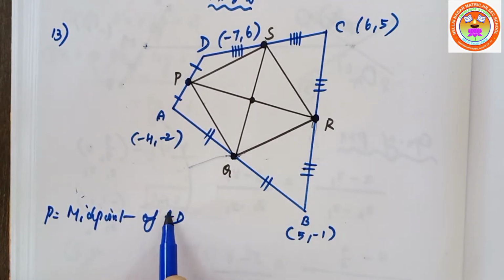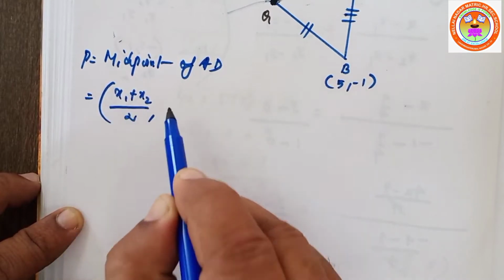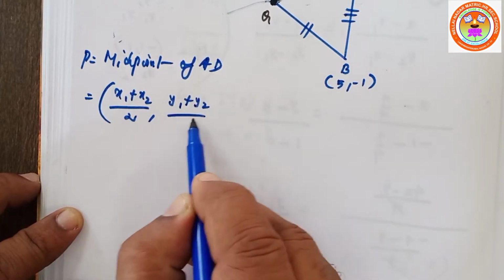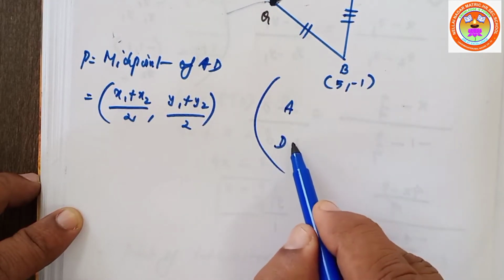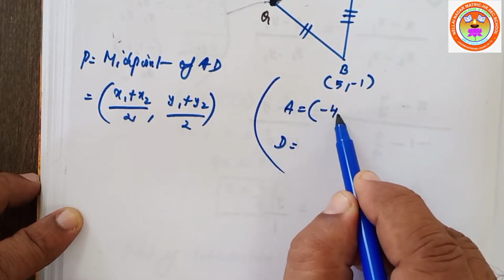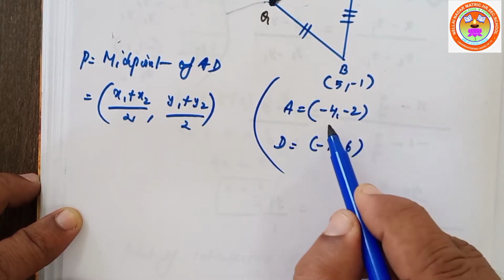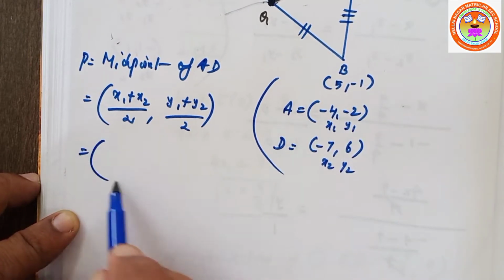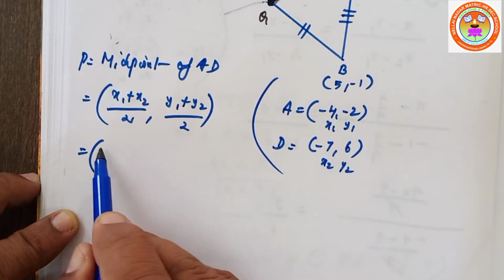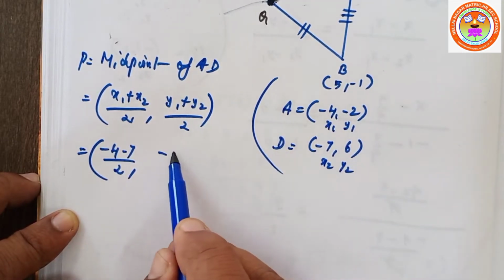Midpoint of AD equals the midpoint formula: (x1 plus x2) by 2 comma (y1 plus y2) by 2. I write the points A and D here. A is (-4, -2) and D is (-7, 6). This is x1 y1 x2 y2. So (x1 plus x2) is -4 -7 divided by 2, and (y1 plus y2) is -2 plus 6.